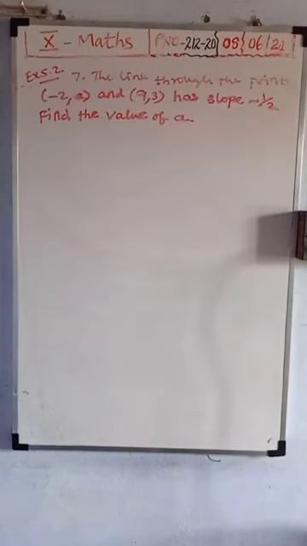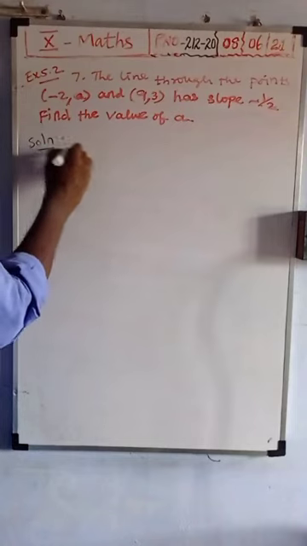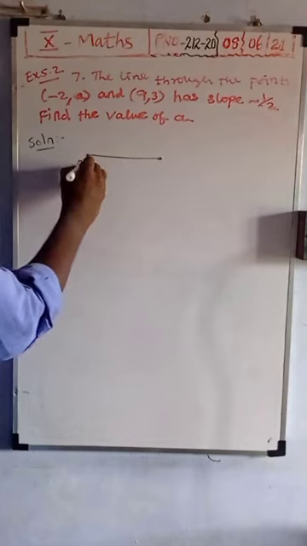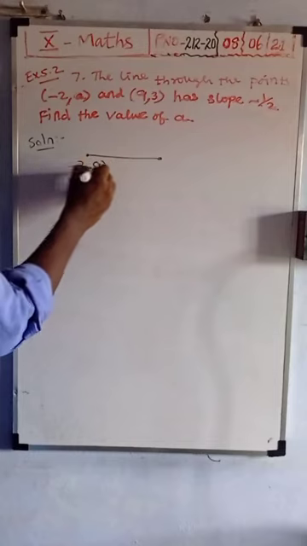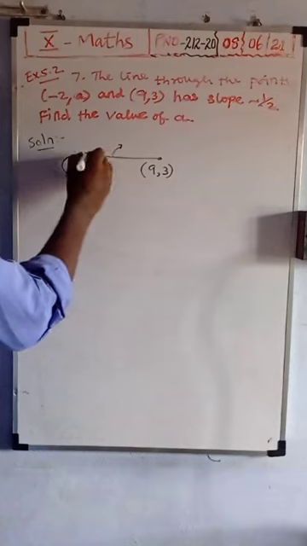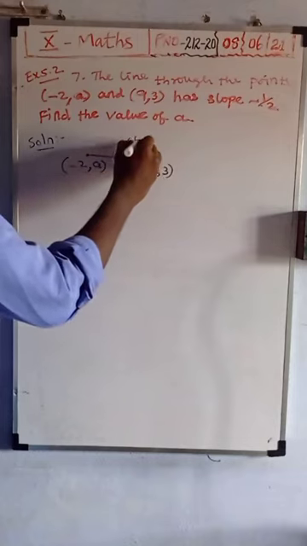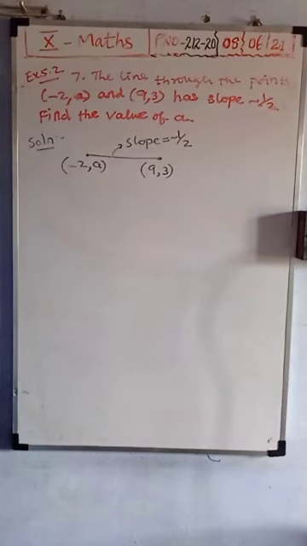See next, the 7th one. The line through the points minus 2 comma a and 9 comma 3 has slope minus 1 by 2. Find the value of a. See the solution. First, this is a line joining two points, minus 2 comma a and 9 comma 3. The slope of this line is minus 1 by 2. Then find the value of a.